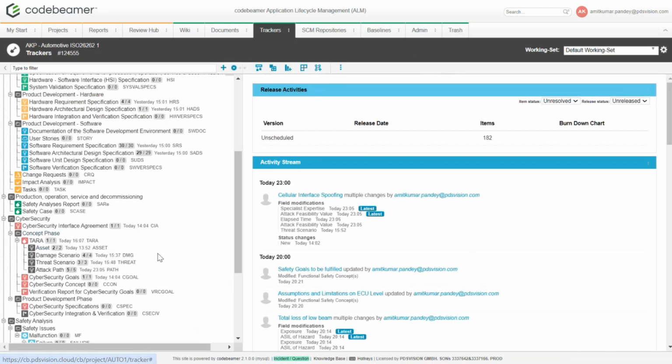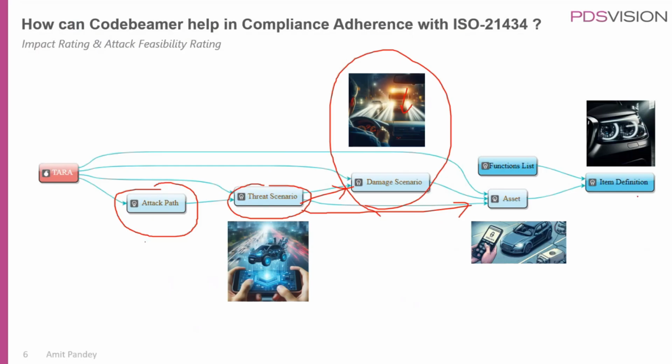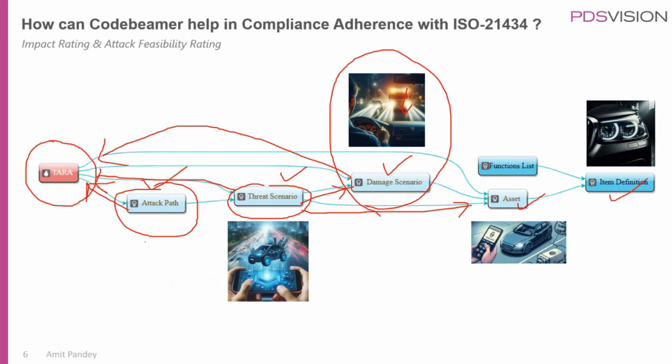As I said, if you go back to this diagram, we talked about item definition, asset identification, damage scenarios, and then threat scenarios and the attack path. And then finally, all this gets connected to TARA, and this is where you get two inputs: one from the threat side, which is the attack feasibility rating, and one from the damage scenario directly, which is the impact rating. And then let's look at TARA.